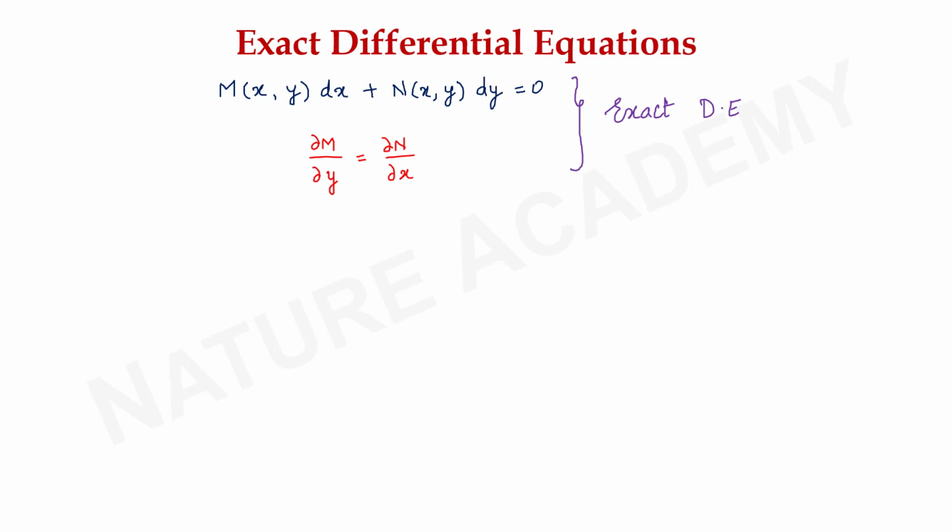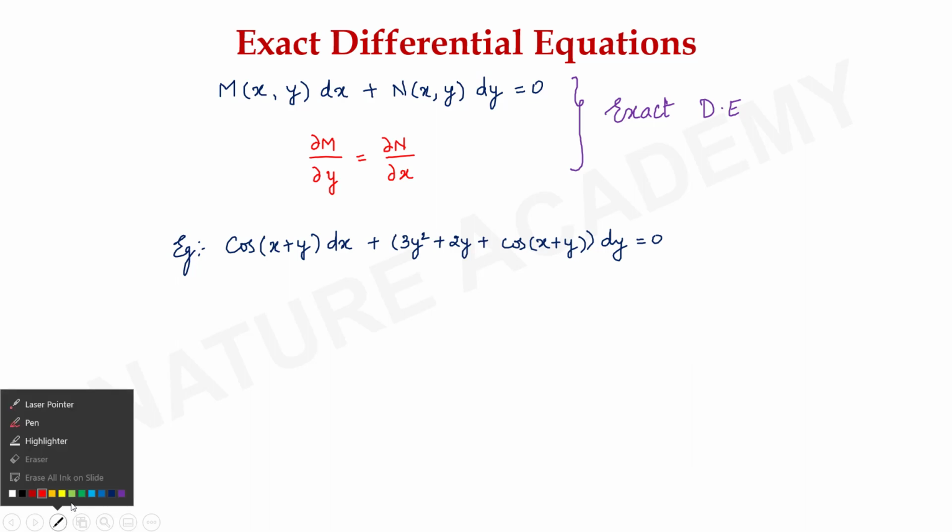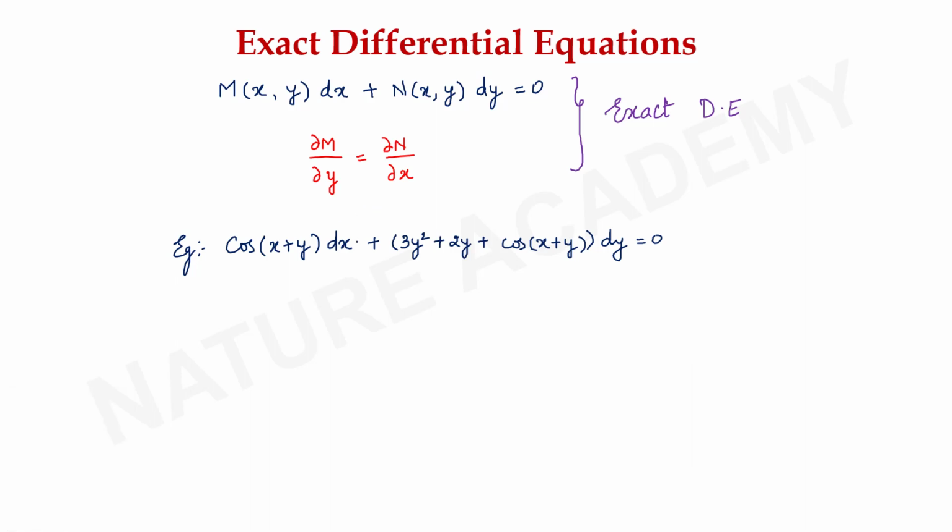differential equation. For example, if we have this differential equation, cos(x plus y) dx plus (3y² plus 2y plus cos(x plus y)) dy is equal to 0. See, this is a differential equation in the form M(x,y) dx plus N(x,y) dy is equal to 0. Now let's find the partial derivatives.